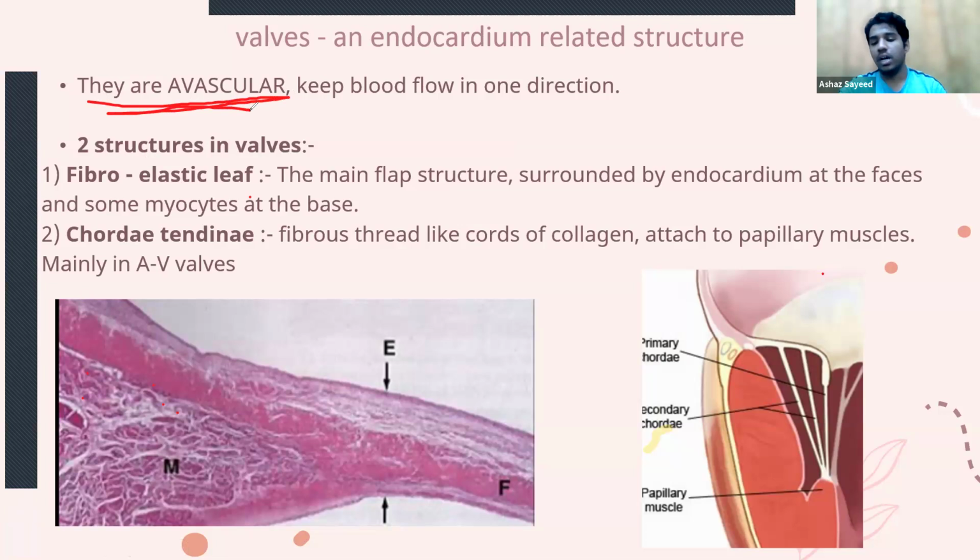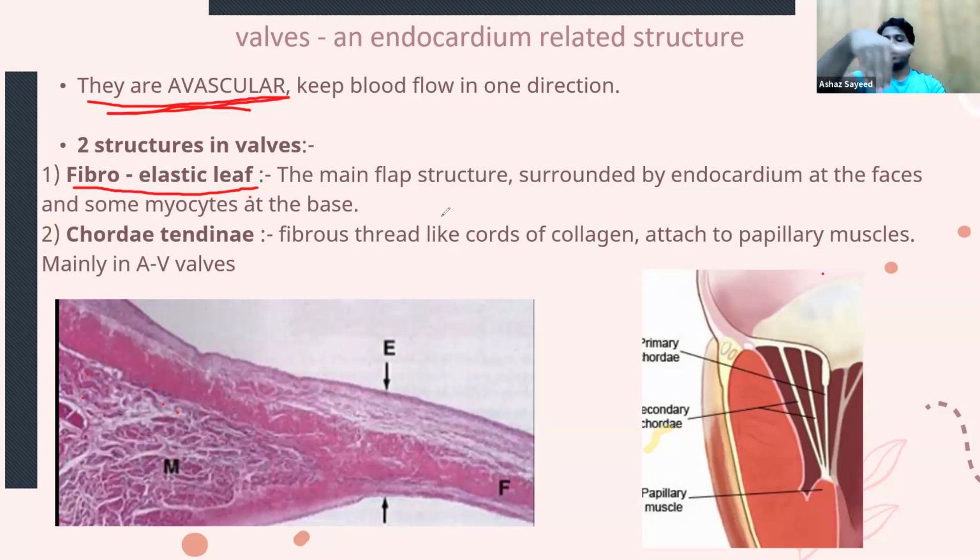And you may ask, if they don't have blood supply, how are the cells within the valves alive? Valves are present in the lumen of the heart, and the nutrients in the blood just diffuse inside. Just that. So we have two important structures in valves. Remember them, because the fibroelastic leaf was asked in previous year questions. This was asked in the previous batches. It's really important.